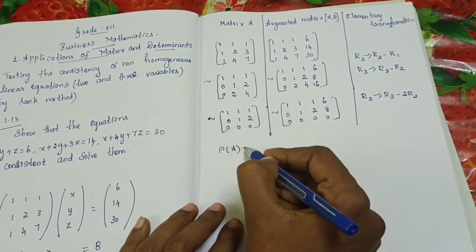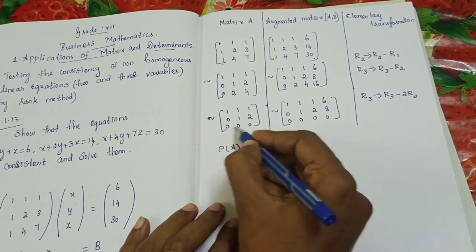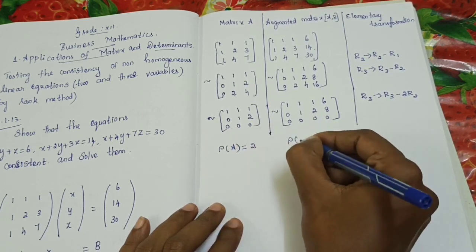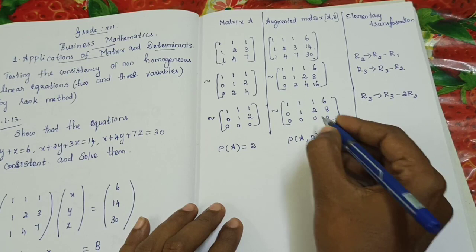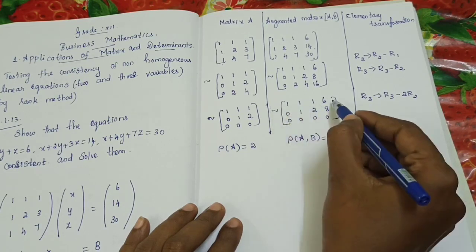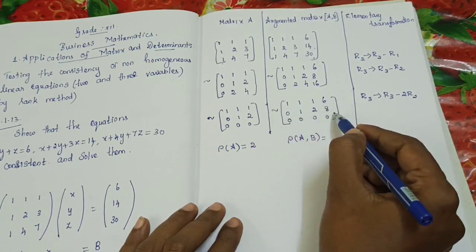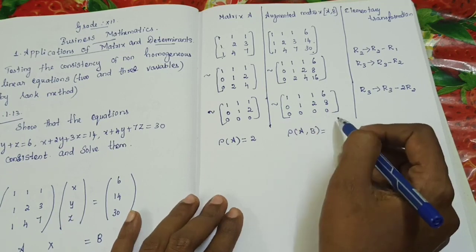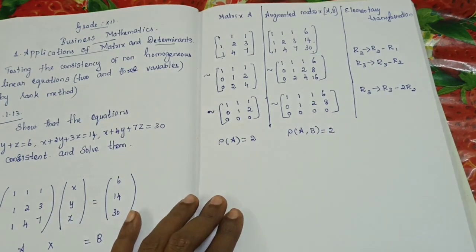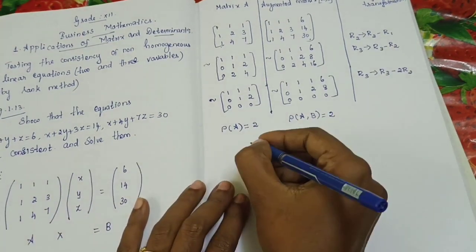Now you come to know the rank of A. How many non-zero rows are there? 2. Is it right? This one is all 0. Then the rank of A comma B: how many non-zero entry rows? This is a non-zero row, this is also a non-zero row, and this one has all entries 0. So how many non-zero rows? 2. Is it right?